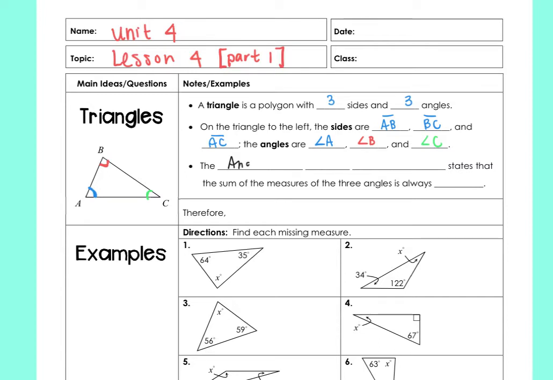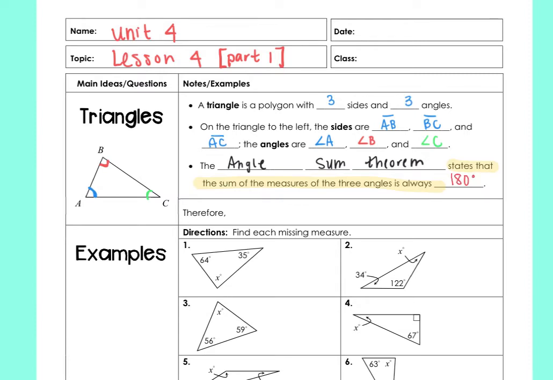The angle sum theorem is a theorem that you will need to memorize. Now, theorem just means a rule that you need to follow, and this states that the sum of the measures of 3 angles inside a triangle will always equal 180 degrees.